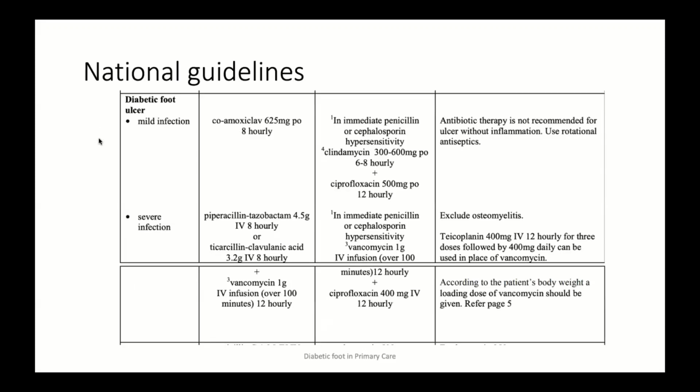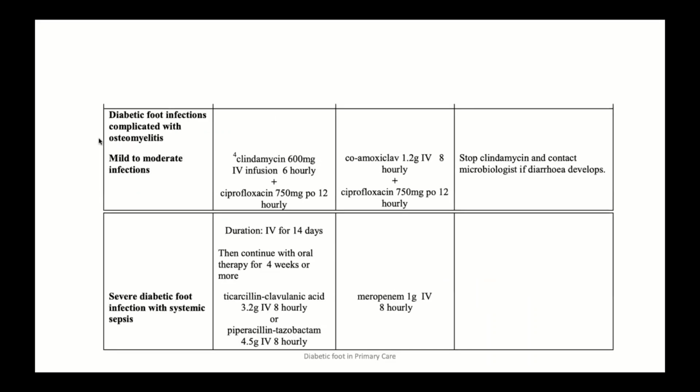I don't want to spend too much time on it, but if you look at the guidelines given by the College of Microbiology, they'll tell you what antibiotics you would use for mild infection, severe infection, and diabetic foot ulceration. And if you think there's osteomyelitis, how do you manage those? If you think there's severe diabetic foot infection with systemic sepsis, what are the first line antibiotics that you would use? So it's useful to be aware of these things if you have a diabetic foot practice.